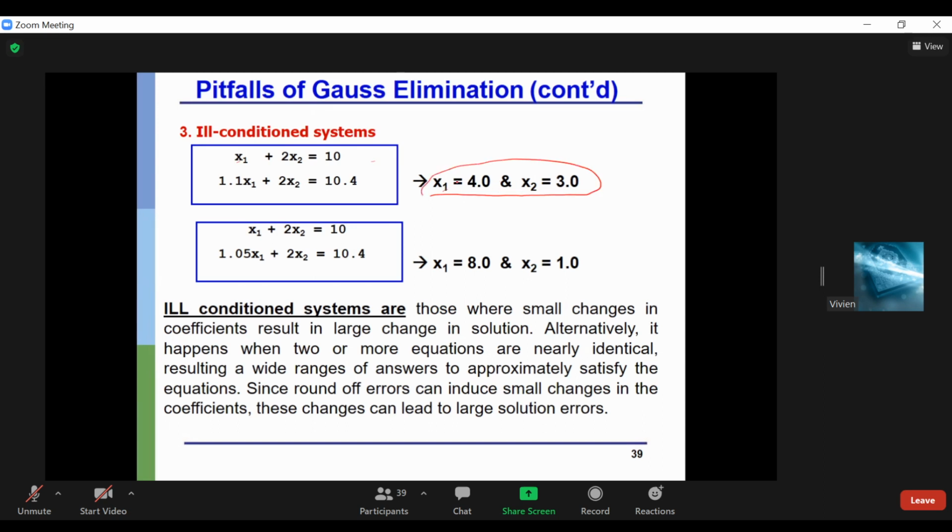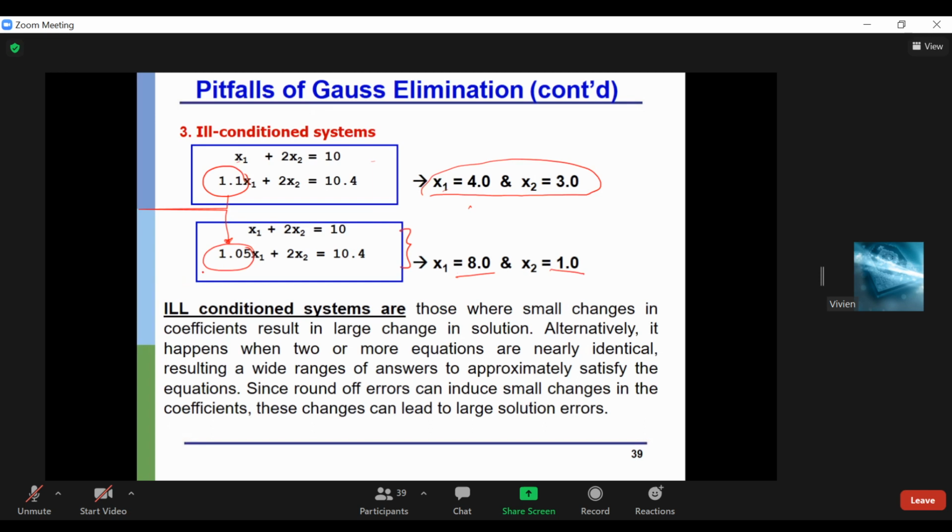Say, for example, if during the calculations to obtain the coefficient matrix here, we have a slightly reduced value, very close to that. Initially it is 1.1, now we insert 1.05. Now we see that the result for this system changes a lot. Initially x1 was 4, now it becomes 8, and x2 initially 3 now becomes 1. So this is called an ill-conditioned system.